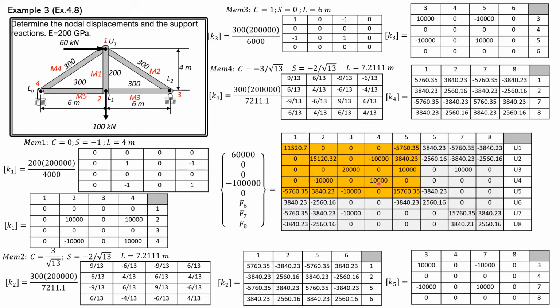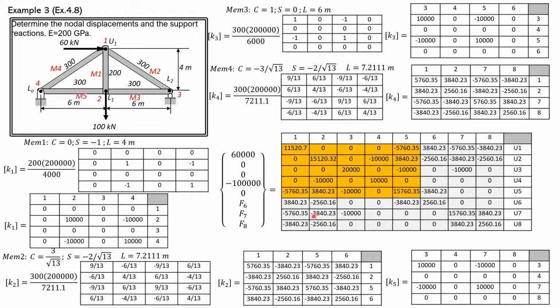Then 4, 4. We have 10,000 here, none, 0. So it's 10,000 for 4, 4. And this is 4, 5. None, none, so 0. Then 5, 4 is also 0.